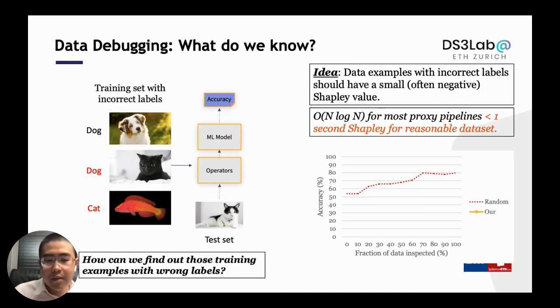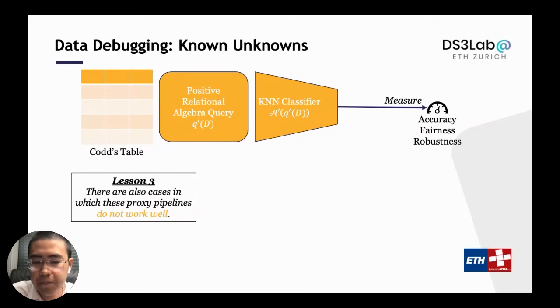Here the x-axis is how many data examples the human manually inspects to fix a label. If you do a random strategy, your accuracy is getting better and better, which is great. But if you really go through those examples by following the Shapley value, you can have an increase of accuracy much, much faster.